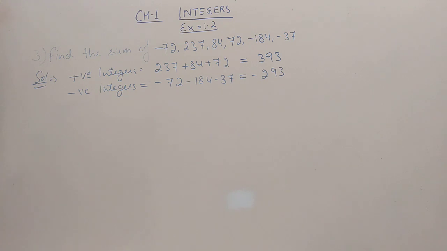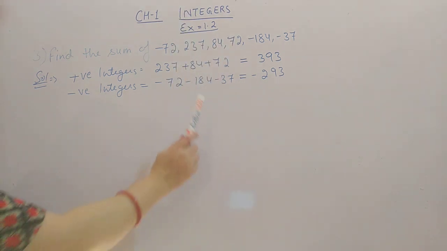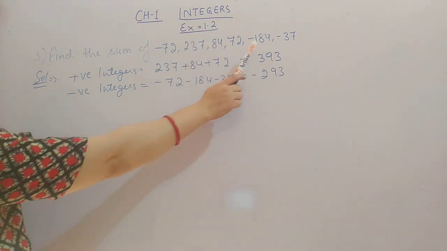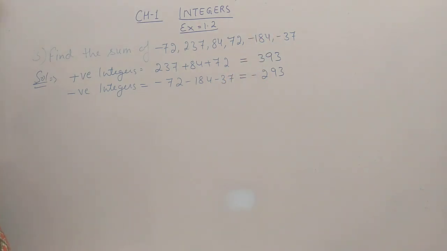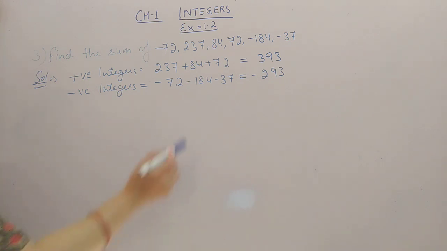Question number 3. Find the sum of minus 72, 237, 84, 72, minus 184, minus 37. So first we will take together all the positive integers 237, 84, 72. Add them together and you will get 393. And then all the negative integers together, minus 72, minus 184, minus 37. All symbols are minus, it means we have to do addition, but the symbol will be minus. So finally we will get minus 293.